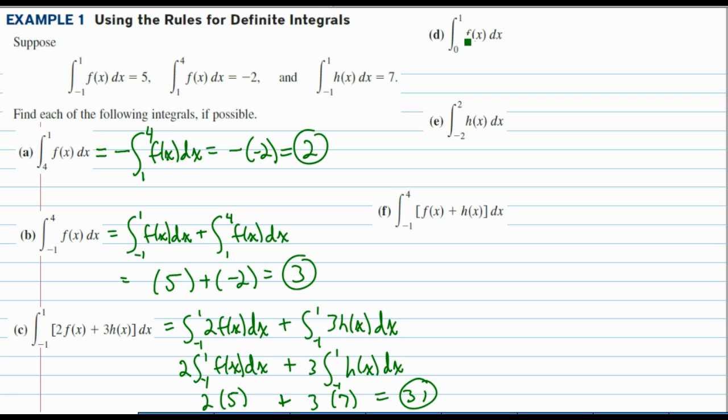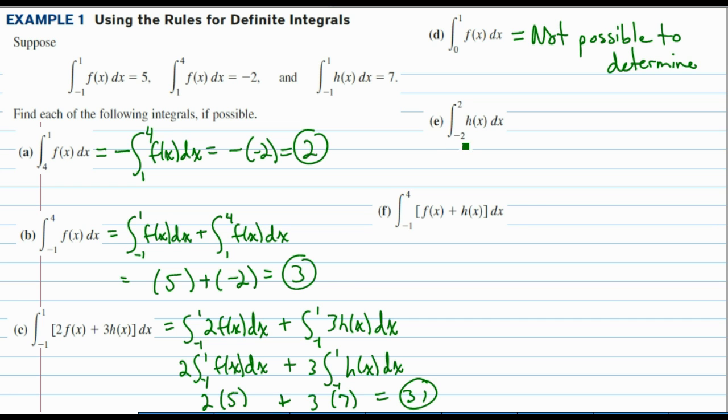Part D, the antiderivative from 0 to 1 of f of x dx. Well, I know -1 to 1, and I know 1 to 4, but 0 to 1, can I just cut that in half? No, because I don't know that this is symmetrical. Here's -1 and 1, what if there's tons of area above the x-axis here and then just a little bit here? I can't cut it in half because that would not accurately represent the area between 0 and 1 of f of x dx. So D is actually not possible to determine.